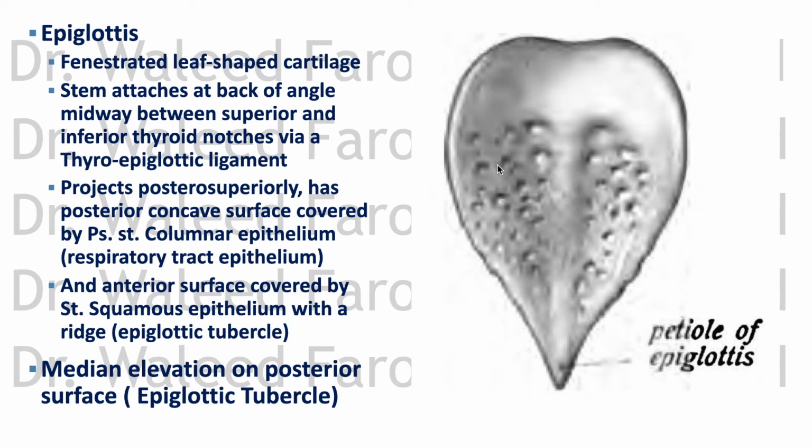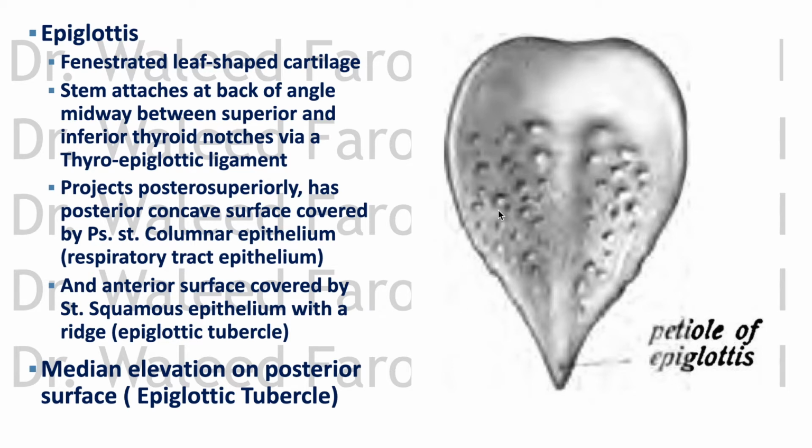What do you expect about the mucosa covering? Exactly. The mucosa covering the postero-inferior surface is respiratory epithelium, pseudostratified columnar ciliated epithelium with goblet cells. But the mucosa covering the anterosuperior surface belongs to the oral cavity, oropharynx, which is the stratified squamous epithelium. A big difference between the oral mucosa and respiratory mucosa. Don't forget that. What else? It has an edge here that provides attachment to a very important ligament. We will talk about it.